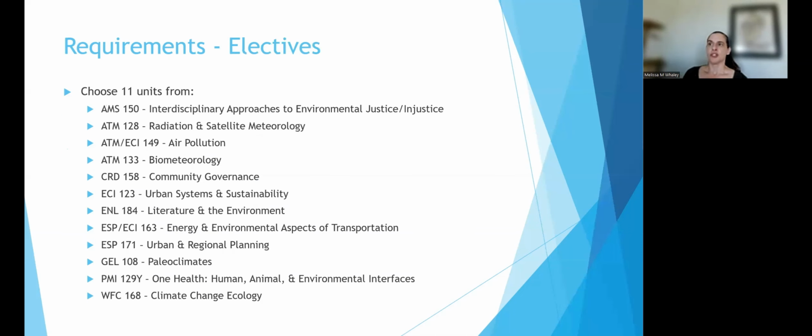You'll also need to choose 11 units of electives. So it's basically 3 classes from this list. We've got classes from all over campus, from wildlife, fish, and conservation biology to civil engineering to atmospheric science to American studies. Any of these electives are good, and you can share one class between your major and your minor.